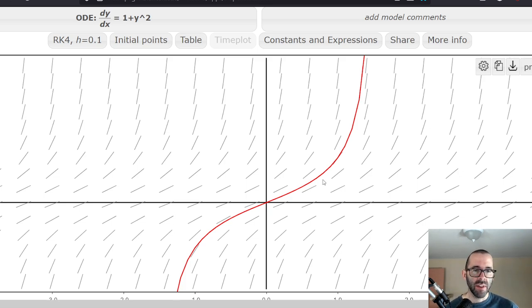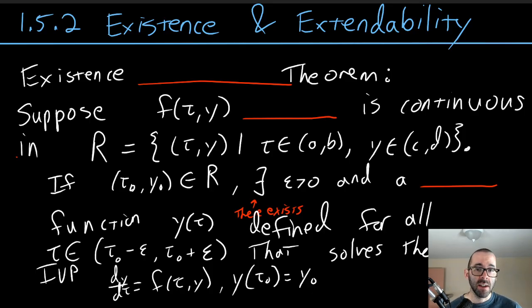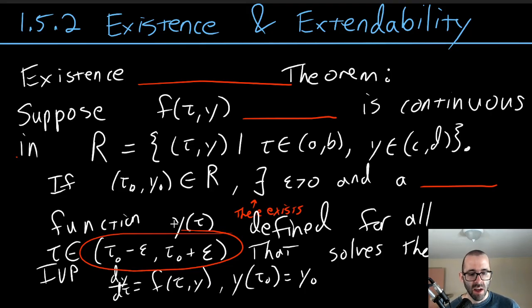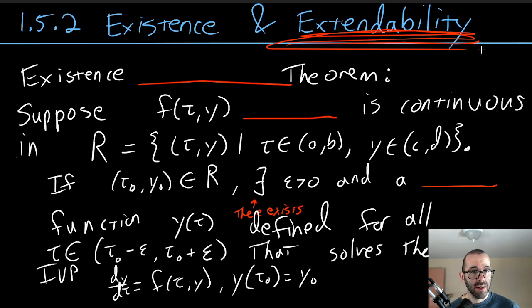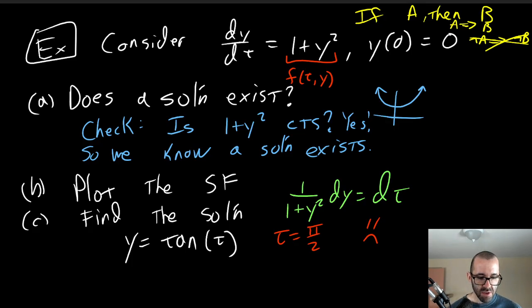So again, this is what that theorem is saying: we can guarantee some existence, but it's only for some window of time. Now, what is the extendability of that solution? That's another question that we'll talk more about later. So be very careful. This doesn't guarantee a solution for all time. And that'll pop up a little bit more with physical models.